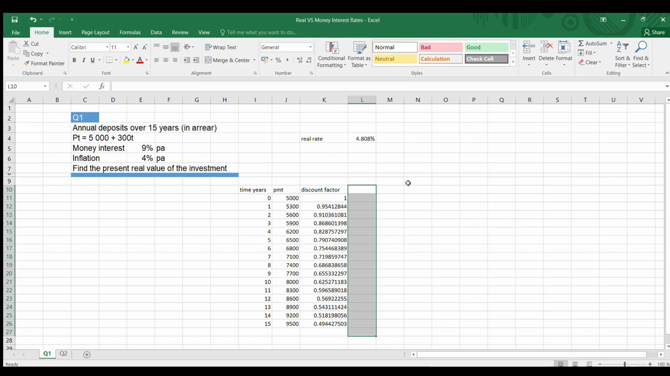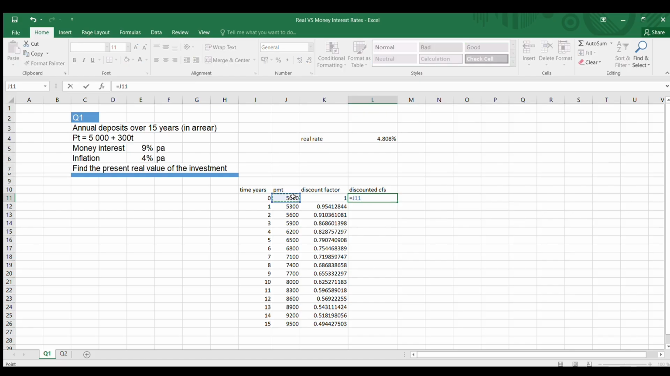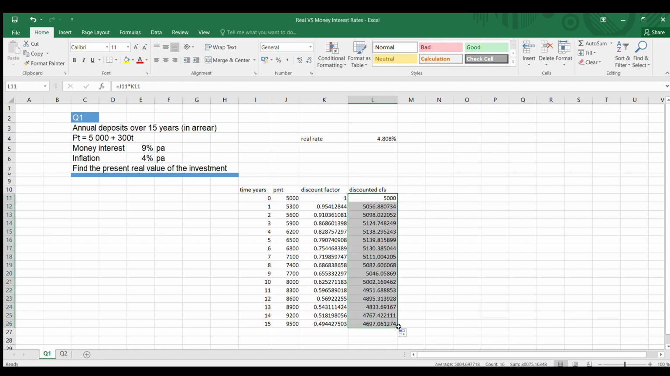So I'm just going to clear the contents, and then I'm going to have a column for my discounted cash flows. I'll abbreviate it as CF for discounted cash flows. In this case, it's simply our payment at a particular time multiplied by its corresponding discount factor, you see. And then all I do is drag and drop up until year 15. So now each cell has the time value of money for each corresponding payment at a particular year.